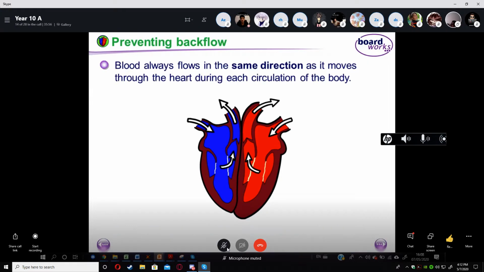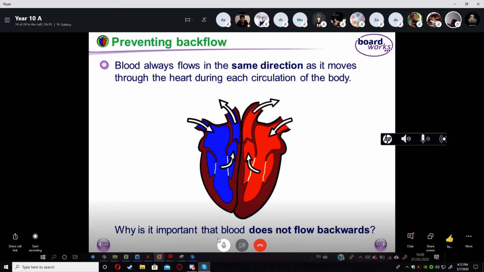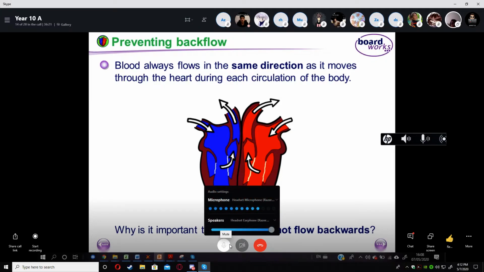This is a diagram where it shows how the blood always flows in the same direction as it moves through the heart during circulation of the body, right? Why is it important that blood does not flow backwards? Any answer to that? It causes a problem inside the heart. What kind of problem? What do you mean by problem?